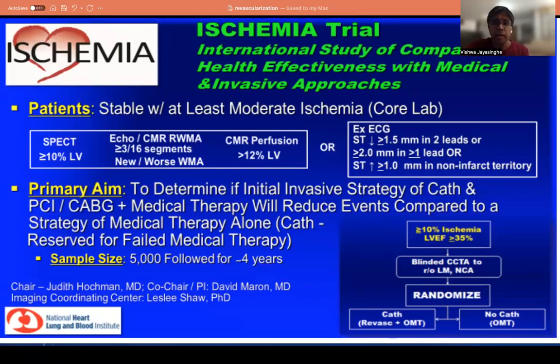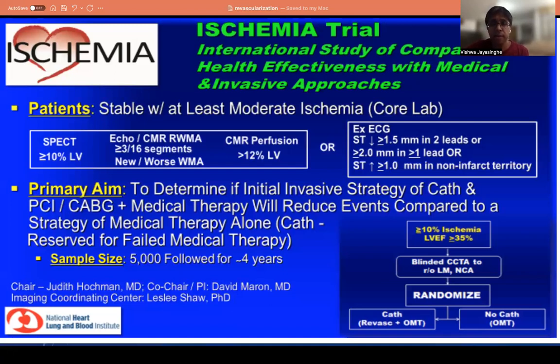International Study of Comparative Health Effectiveness with Medical and Invasive Approaches, the ISCHEMIA trial. These were stable patients with at least moderate ischemia, right? Stable in the sense that acute coronary syndromes were excluded, and then they demonstrated moderate ischemia. Ischemia was demonstrated either by exercise ECG, or with perfusion MRI, echo with regional wall motion, or a SPECT scan showing more than 10% of the left ventricle ischemic.